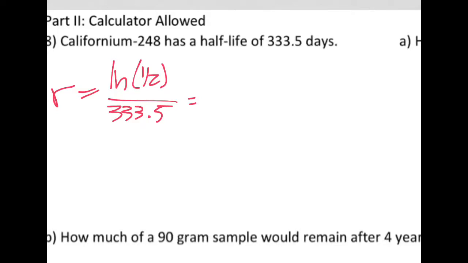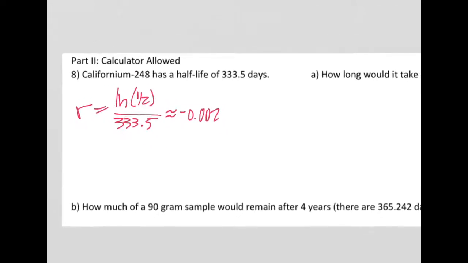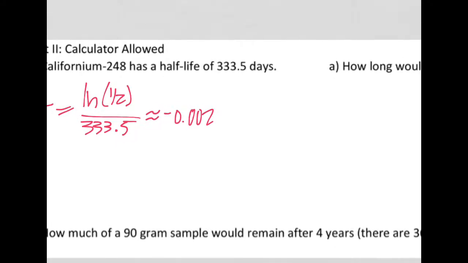Crunch that number and then store it as a variable, but it should be roughly negative 0.002. But again, I want you to store that as a variable. So hit the STO button, it's right above the on button, and store that as maybe alpha A, whatever, but store it as a variable.